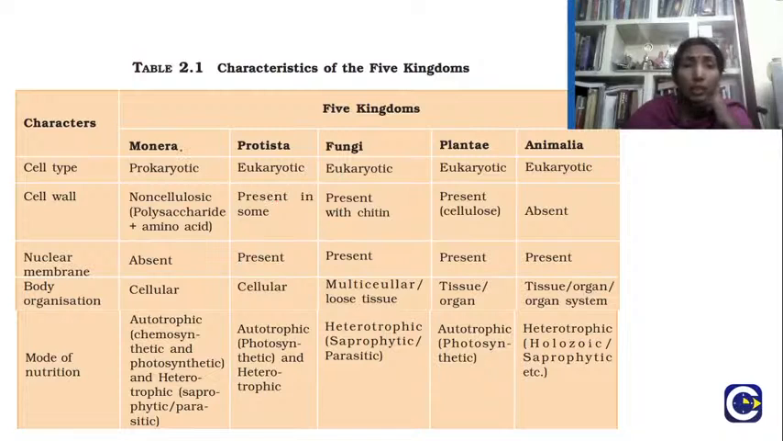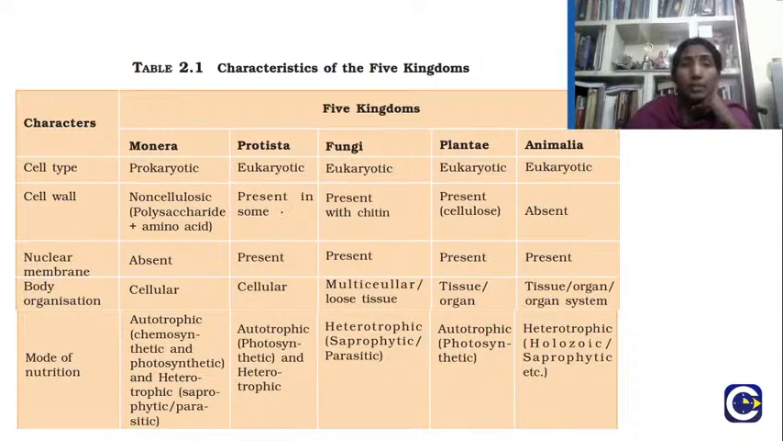So look into the characteristics of the five kingdoms which was made. So this was Monera, Protista, Fungi, then we have Plantae and Animalia. So look into the cell type. The Monera is a prokaryote, and all others were eukaryotes. Look into the cell wall. Here it's non-cellulosic. It just had only an amino acid with polysaccharide.